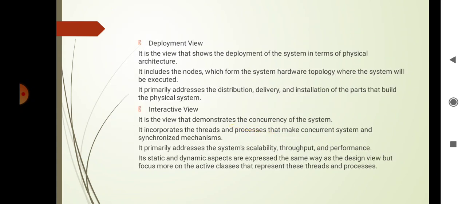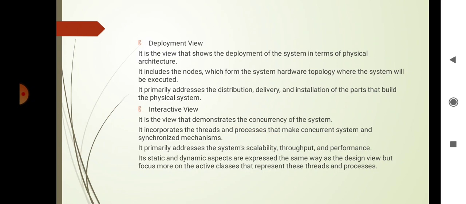Then the deployment view. It is the view that shows the deployment of the system in terms of physical architecture. It includes nodes which form the system hardware topology where the system will be executed, and it primarily addresses the distribution, delivery and installation of the parts that build the physical system. Here the system encompasses nodes and system hardware topologies on which the system will be executed.